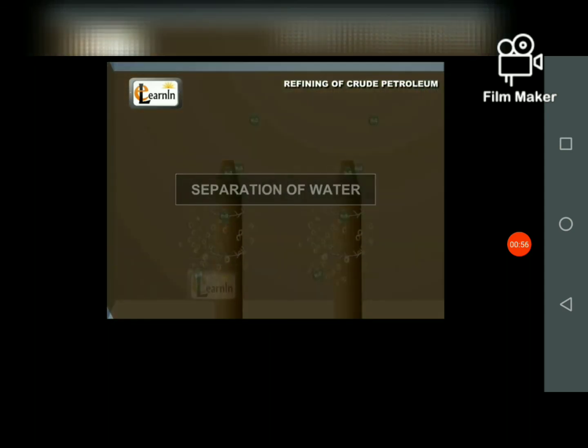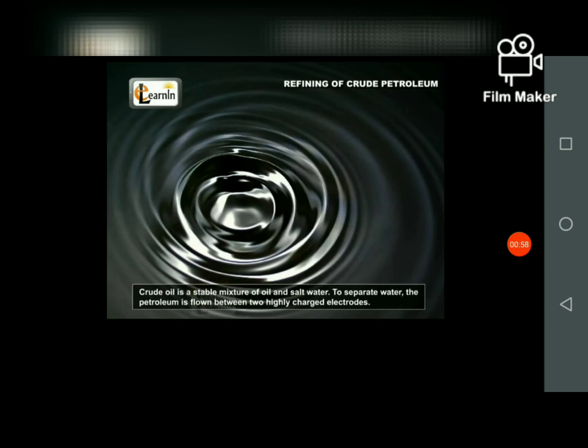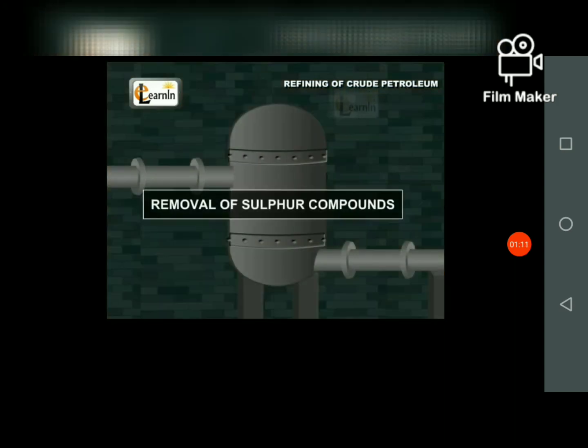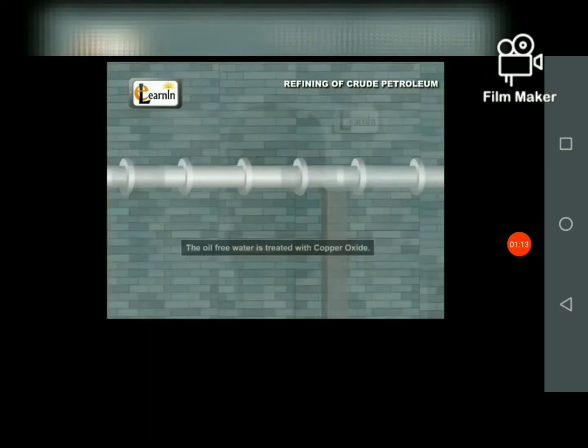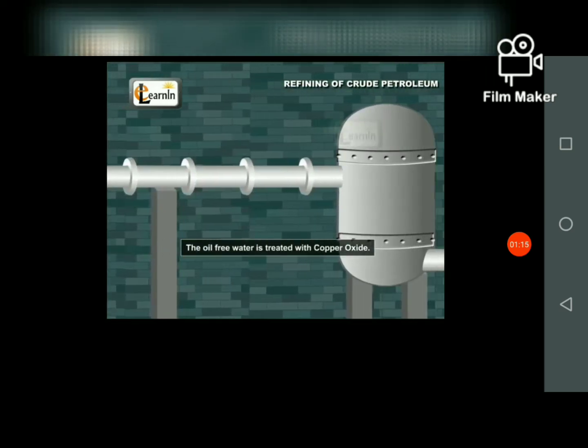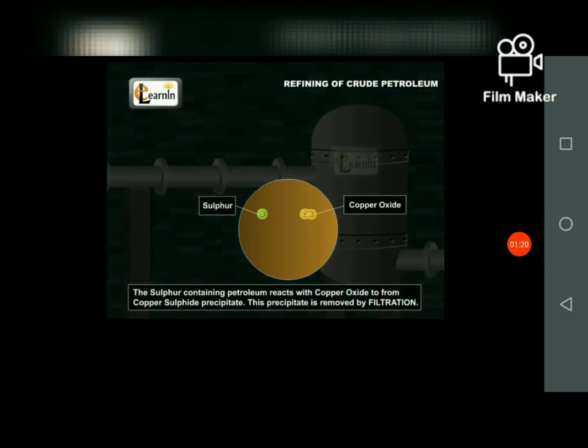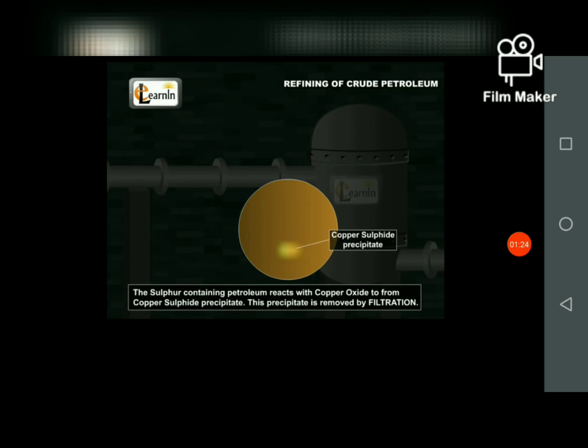First is the separation of water. Crude oil is a stable mixture of oil and salt water. To separate water, petroleum is flowed between two highly charged electrodes, where colloidal water droplets collapse to form large drops and separate out from the oil. Removal of sulfur compounds: crude oil is treated with copper oxide, where it reacts and forms copper sulfide precipitate, which can be removed by filtration.